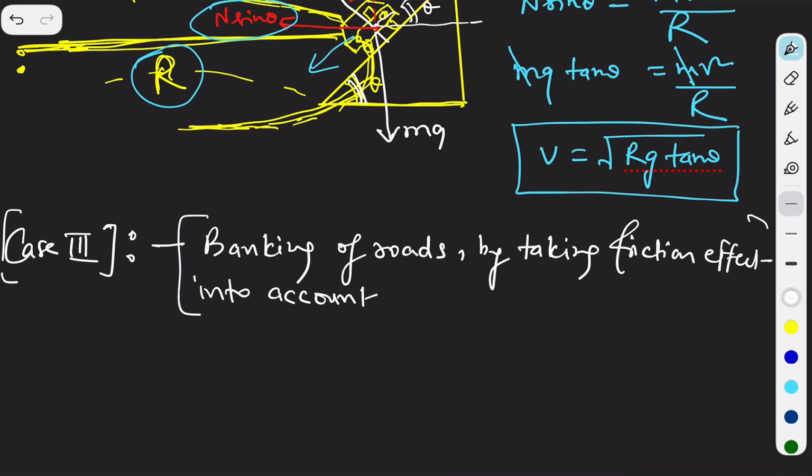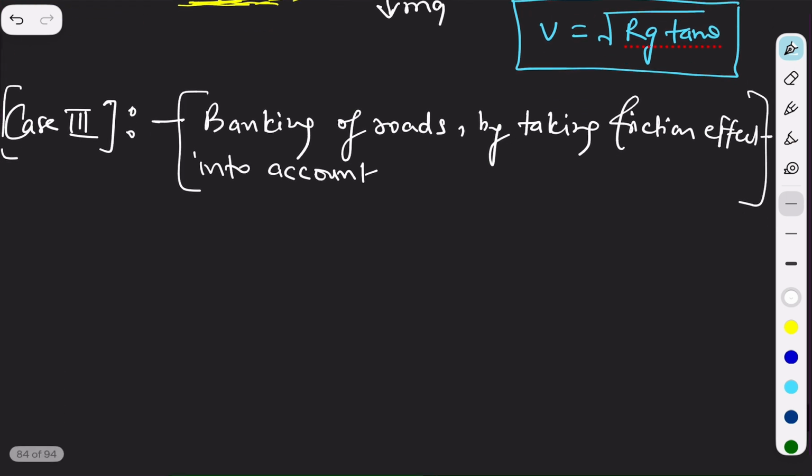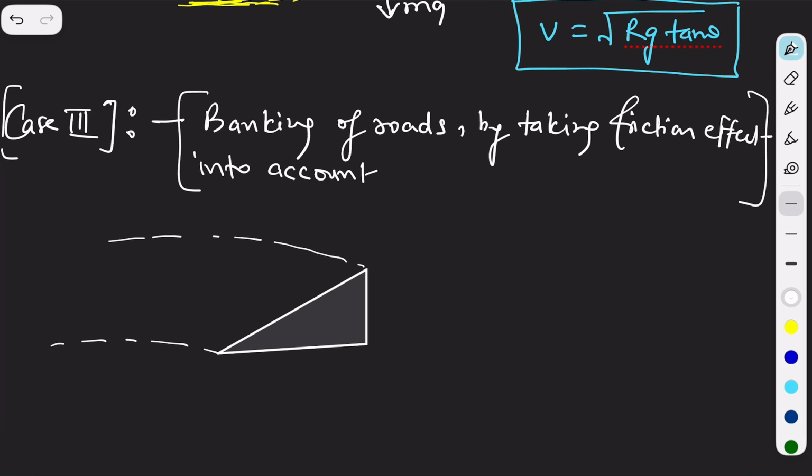Again the same stuff we'll be having here. Let's say this is your road cross sectional view, and let's say this is the road and there is a car that we are having. One minute, let me make the car here.